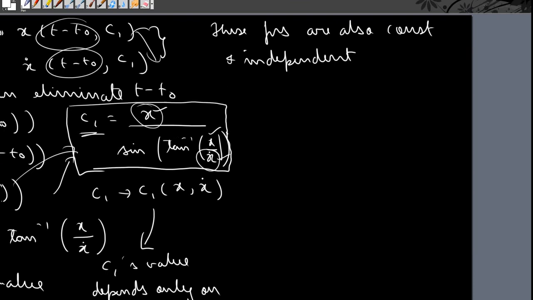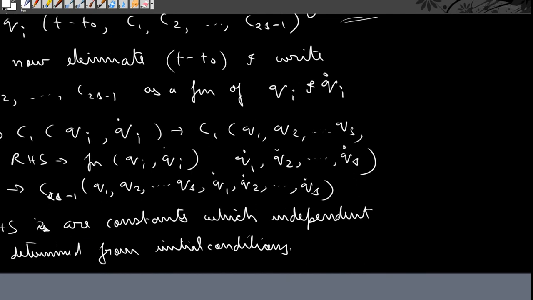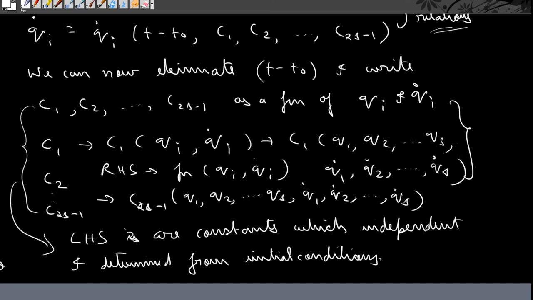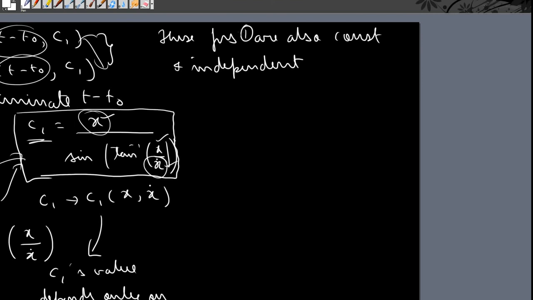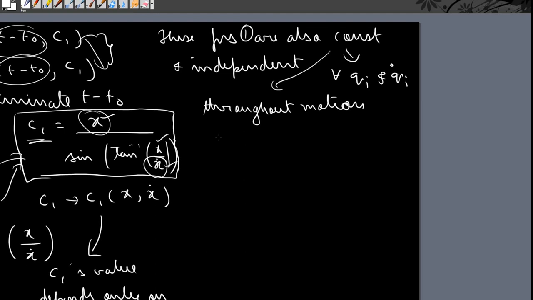Let me represent these sets of equations by the number 1. When I say the functions, this corresponds to the set of equations from the relations numbered by the digit 1. These are all constants for all qi and qi dot. Such functions which remain constant for varying qi and qi dot are called integrals of motion, since they remain constant throughout the motion.